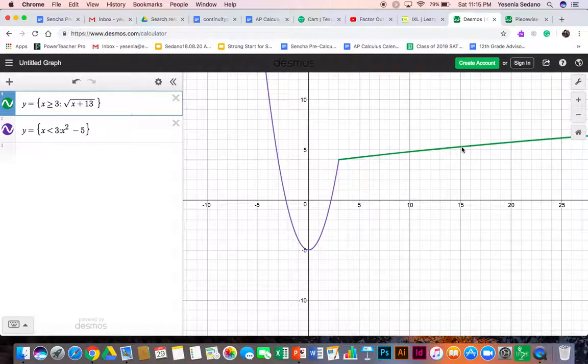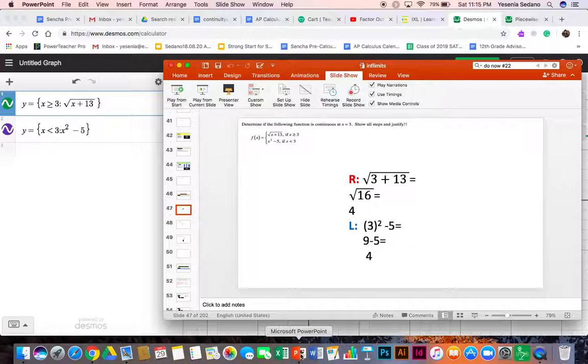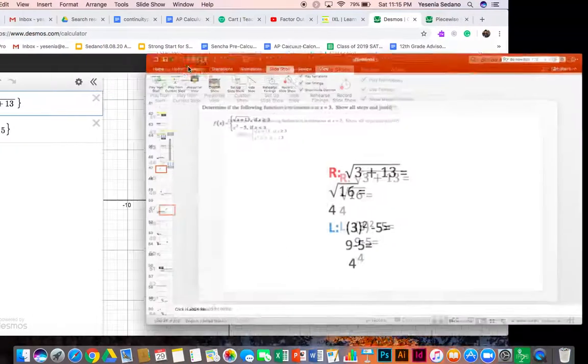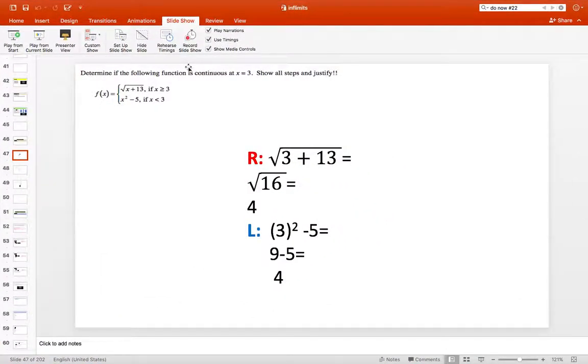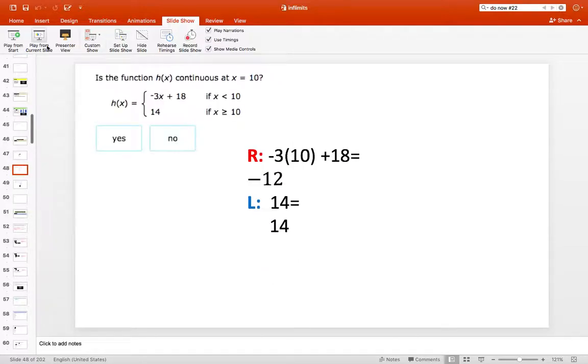We just saw that the left hand and right hand limit were both approaching the value of 4 on the visual graph here. And the number that we got is also the same. That is how you're determining if these piecewise functions are continuous or not without using a graph. All right, let's go on into our next example.